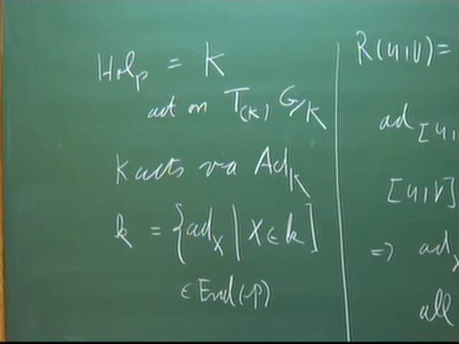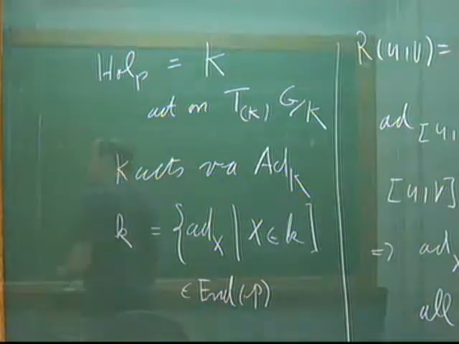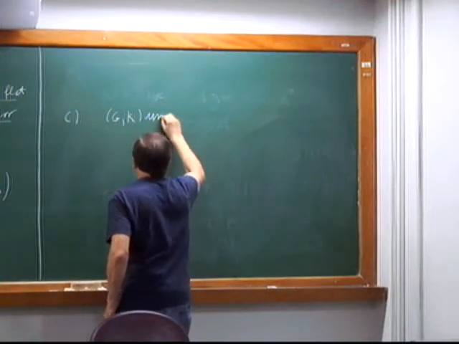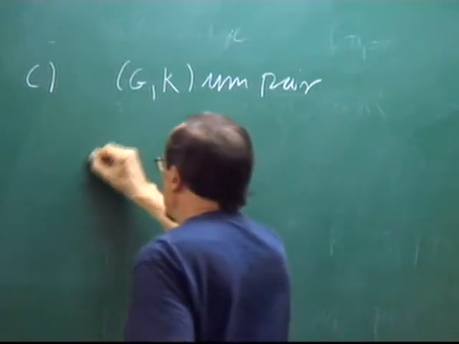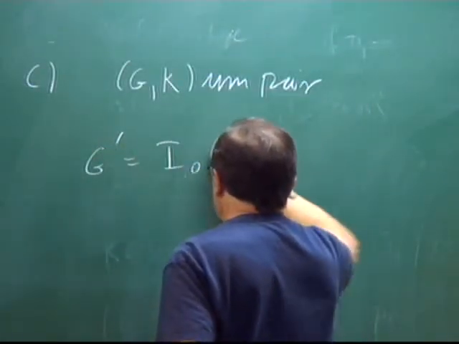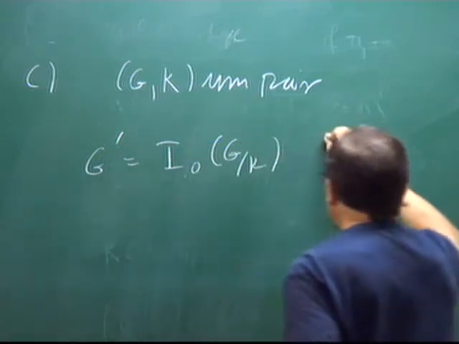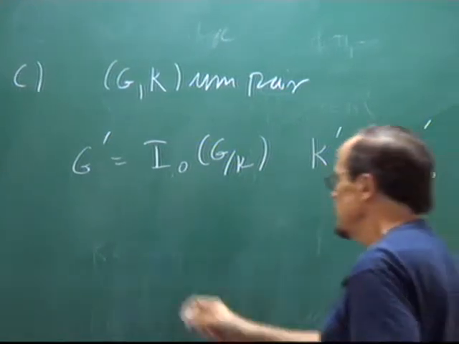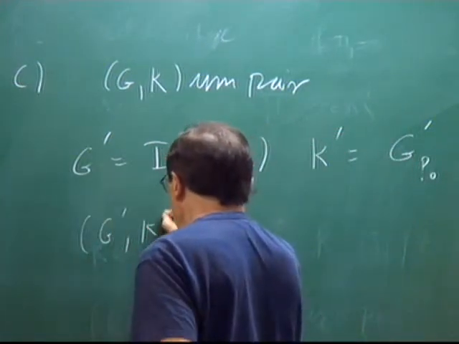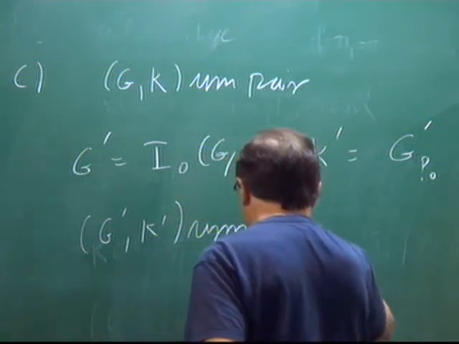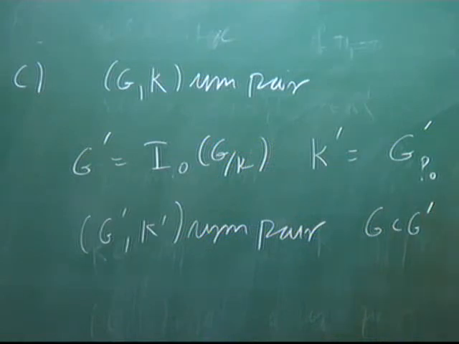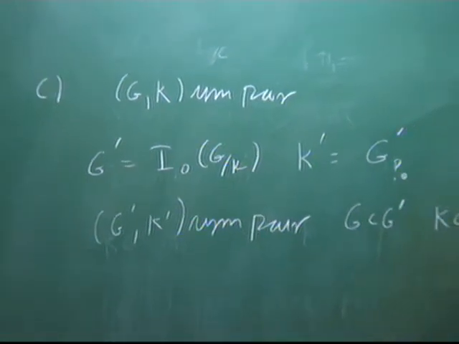C also follows easily now, as something we've done before. So I start with a symmetric pair. Then I let G prime be the full isometry group of the manifold, and K prime the stabilizer of the full isometry group at my base point. And then we know that (G prime, K prime) is also a symmetric pair. And of course, G is contained in G prime, and K is contained in K prime, since they also act by isometries.